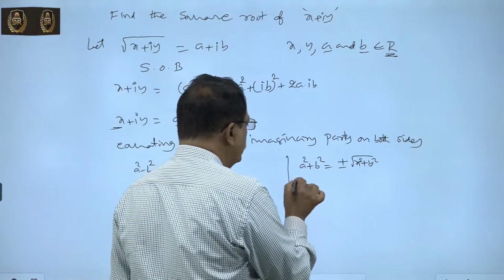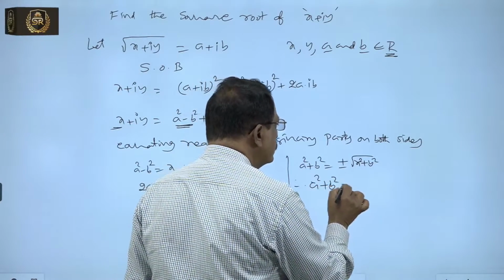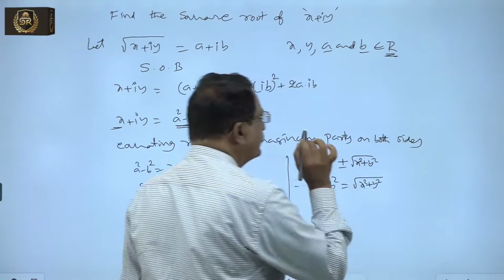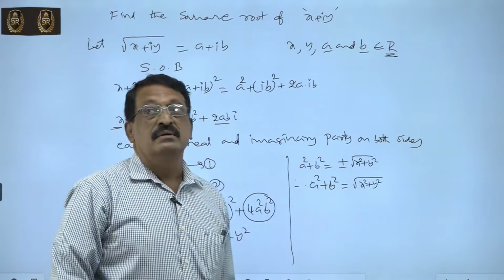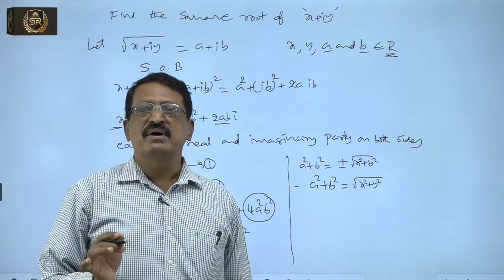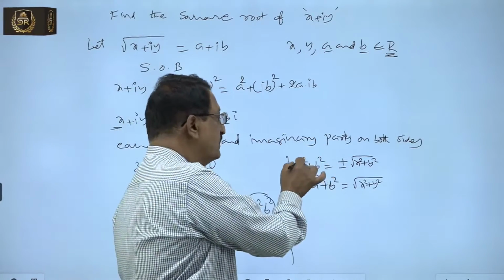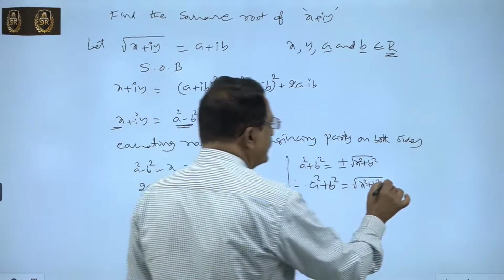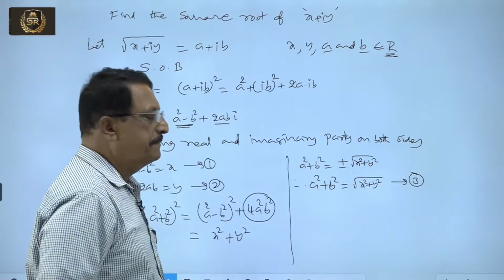Therefore here a square plus b square equals only the square root of x square plus y square, because a negative value is not defined. The sum of squares of any two real numbers must be a positive quantity. Now let us consider the third equation, equation 3.